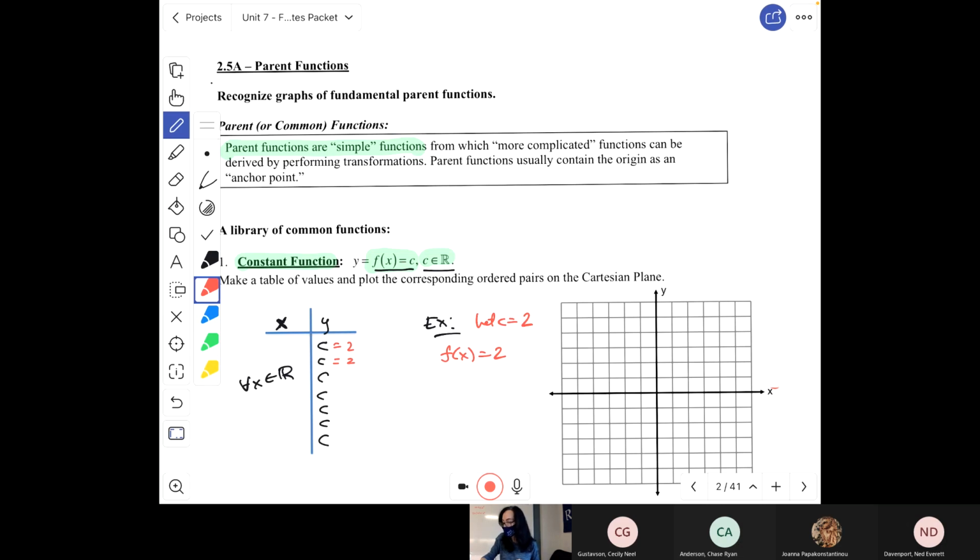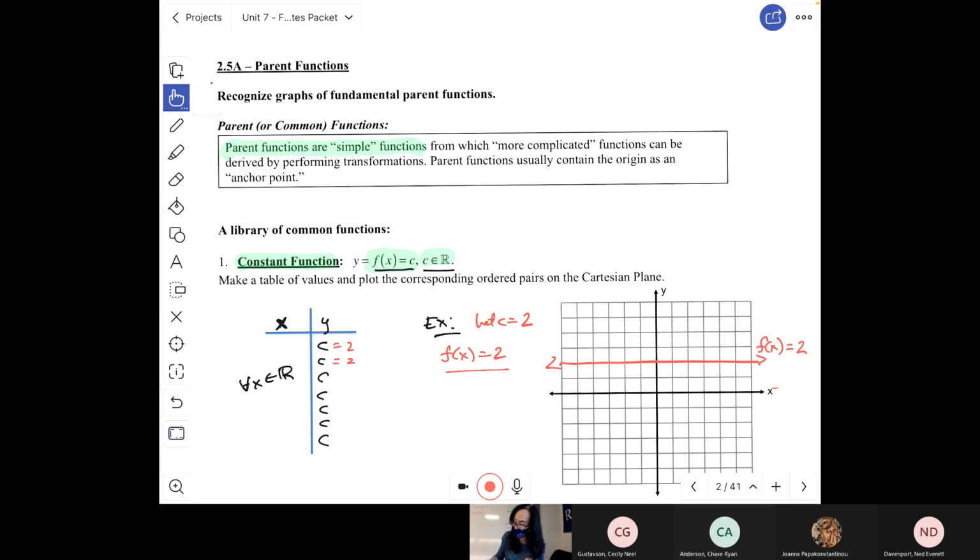Well, it is a line, but what kind of line? Be more specific. The y equals... So what does that look like? It is a horizontal line at that c value. So this is the graph of the constant function when c equals 2. So that's y equals 2, right? So that's just what the constant function looks like.